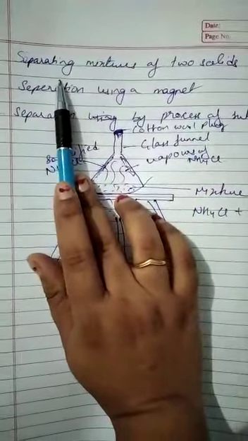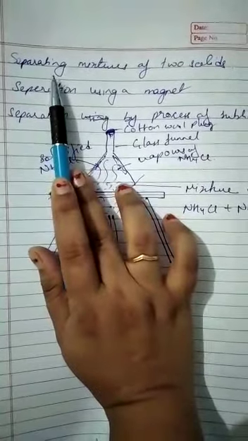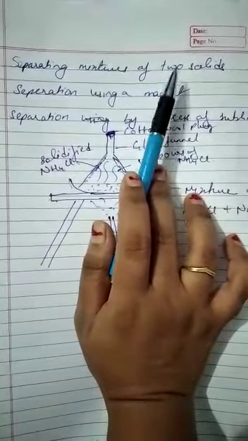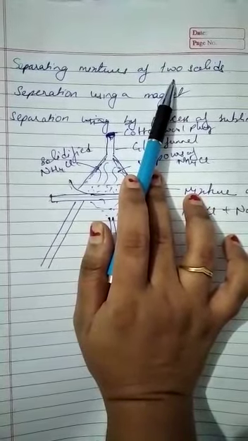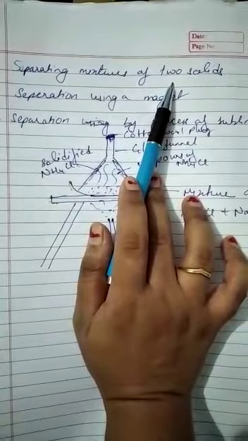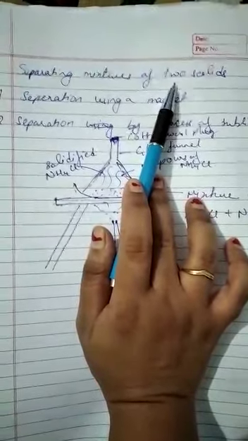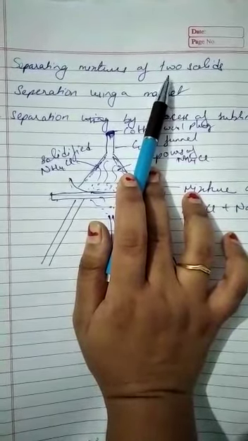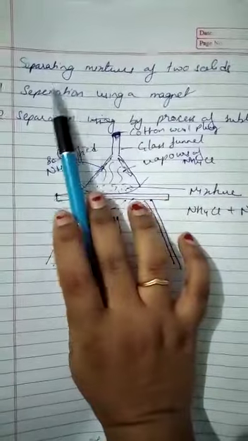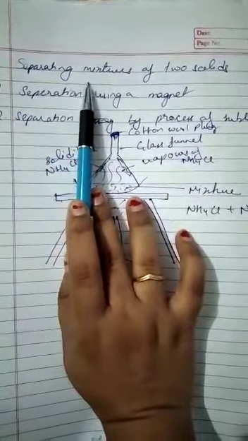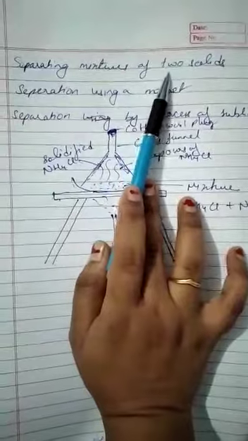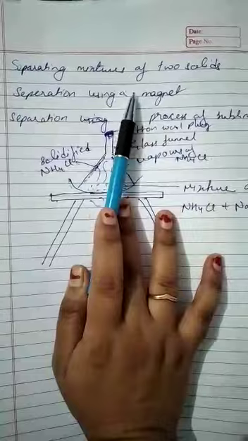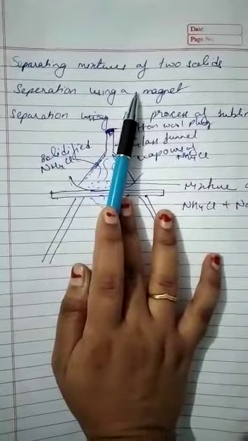Now in this video we are going to study the topic separating mixtures of two solids. First of all, students, we know that most naturally occurring substances are not chemically pure. This is what our chapter was all about, which was "Is Matter Around Us Pure?" In this chapter we have studied that all substances are not chemically pure. Some are mixtures, that is, some are heterogeneous mixtures and some are homogeneous in nature.